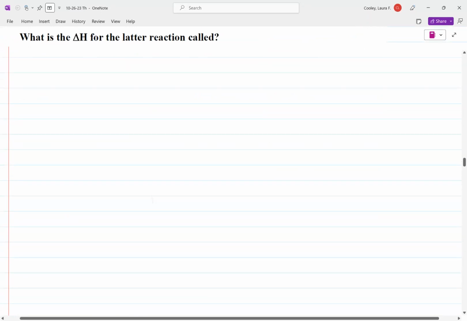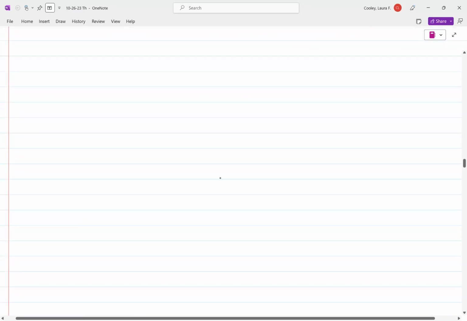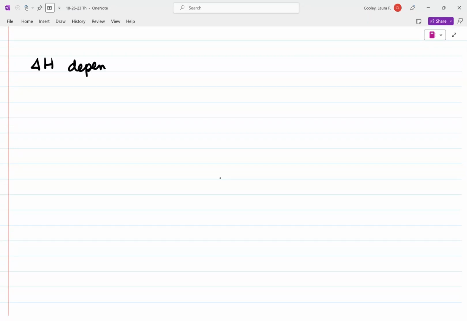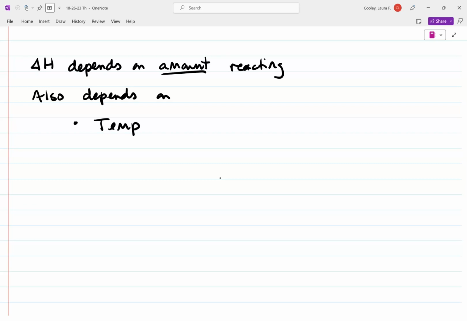I want to talk about another important topic. We know that delta H depends on the amount that is reacting. That's for sure. We know that especially with what we just did, because if you multiply an equation by 2, you have to multiply the delta H by 2. The delta H also depends on the temperature at which the reaction is occurring, but in this class, we always use 25 degrees C, so you don't have to worry. It depends on the pressure, which we always use as 1 atmosphere, which is why we can have our delta H equal Q, because the pressure is constant.